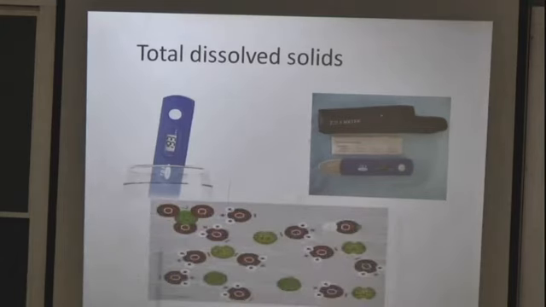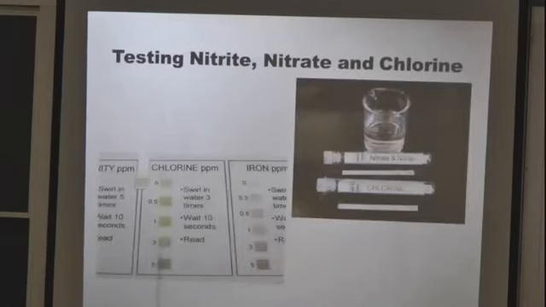And this dissolved product depends on different sodium ions, chloride ions, potassium ions, and salts, which in seawater is in the range of 40,000 ppm. And if it is in the range of 2 to 3,000 ppm, it is great for use, of course. Testing nitrites, nitrates, and chlorines.